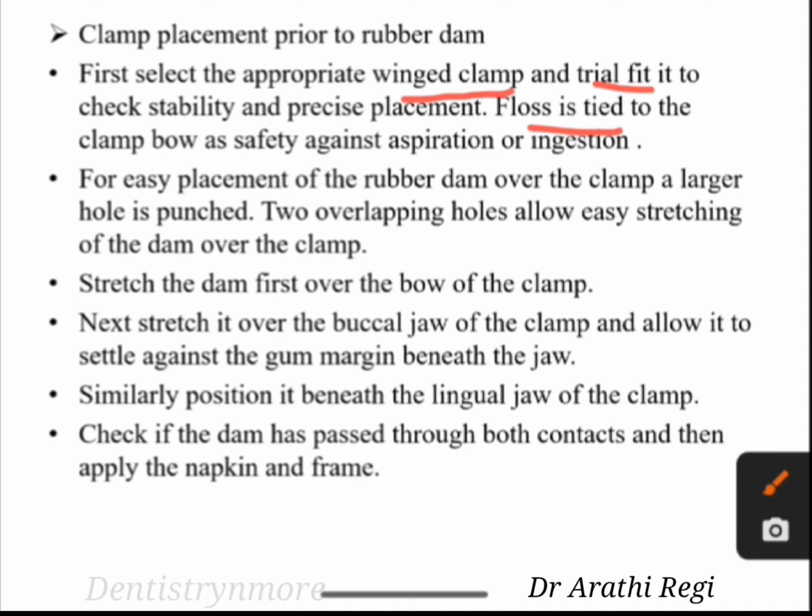For easy placement of the rubber dam over the clamp, a large hole is punched, and you stretch the rubber dam first over the bow. After that, next stretch it over the buccal jaw of the clamp, and allow it to settle against the gum margins beneath the jaw. Similarly position it beneath the lingual jaw of the clamp, and check if the dam has passed through both the contacts, and then apply the napkin and the frame.